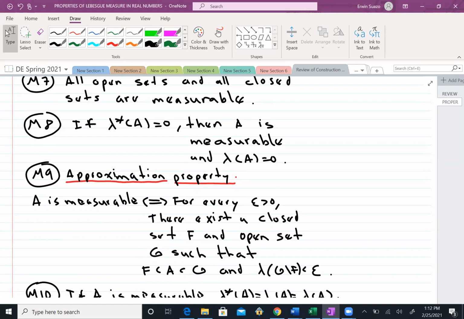That's kind of weird, but what it's telling you is that because the outer measure is easier to find, if you find that the outer measure is 0, then the Lebesgue measure is just 0. You don't have to worry too much. Okay.